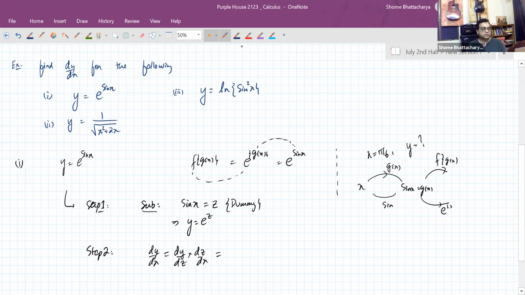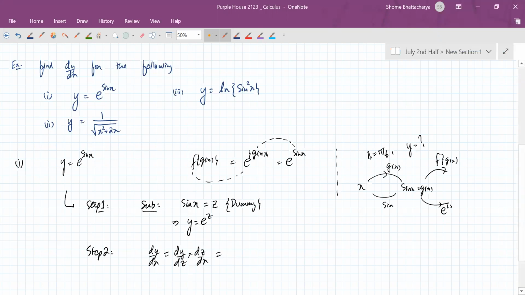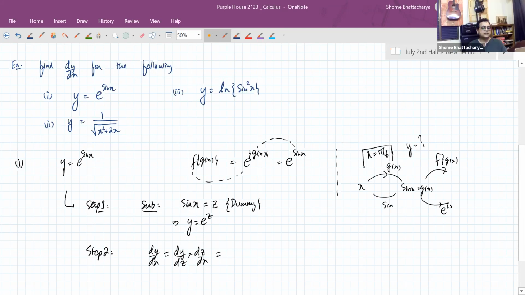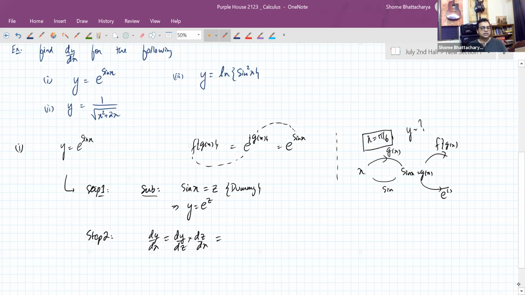Yes, sir. Got it. So if ever there's any confusion about which one you should take as z and which one is the outside function, just think of some arbitrary value of x and how you will calculate y from that. Immediately you'll understand which one is the inside function and which one is the outside function.